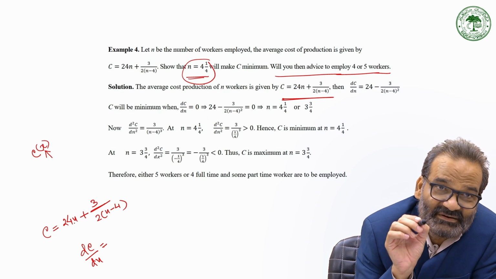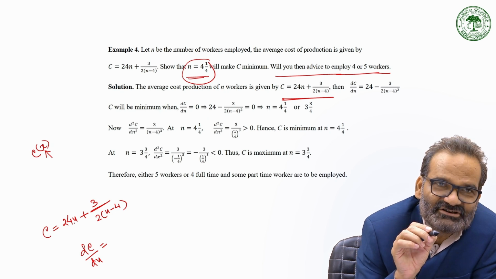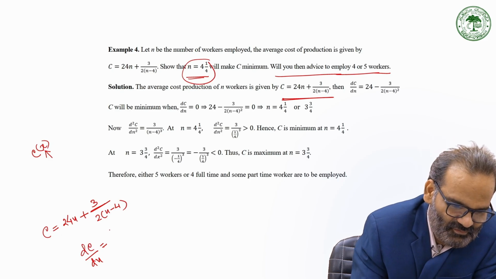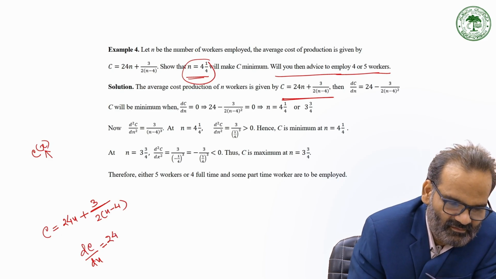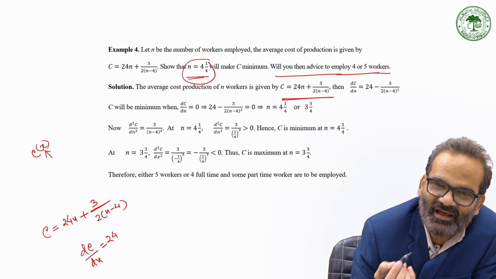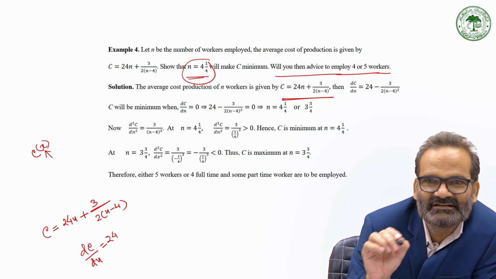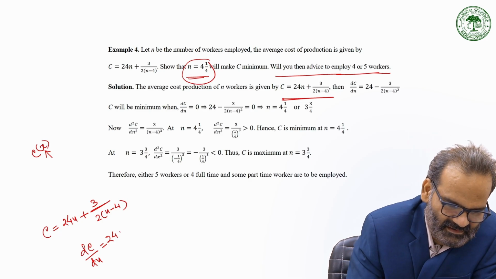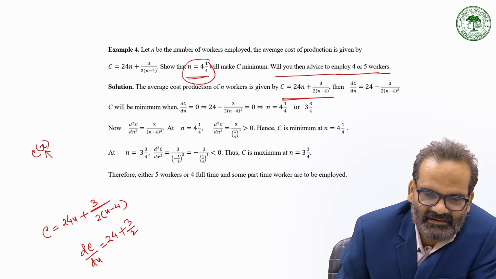What is the value of dc over dn? Here n should be treated as independent, and C should be treated as dependent. So the derivative of 24n will become 24. If we had 24x, then its derivative would be 24. So simply n is being replaced by x, and the rest is as usual. Plus 3 upon 2.